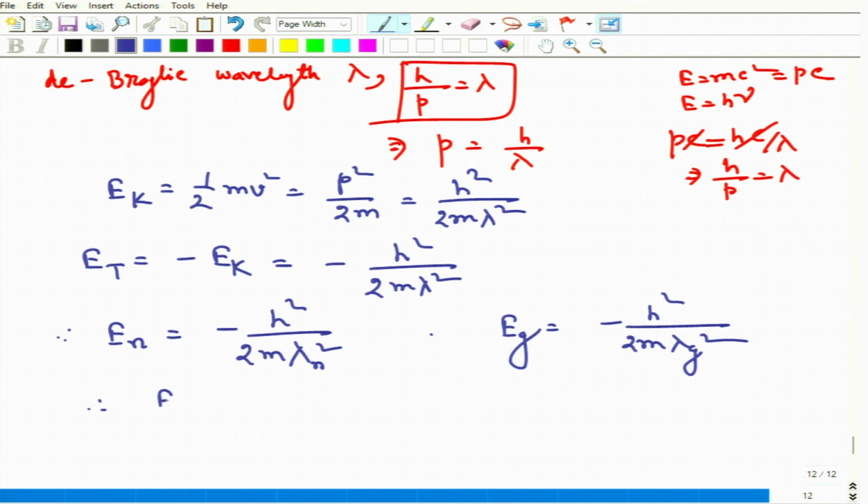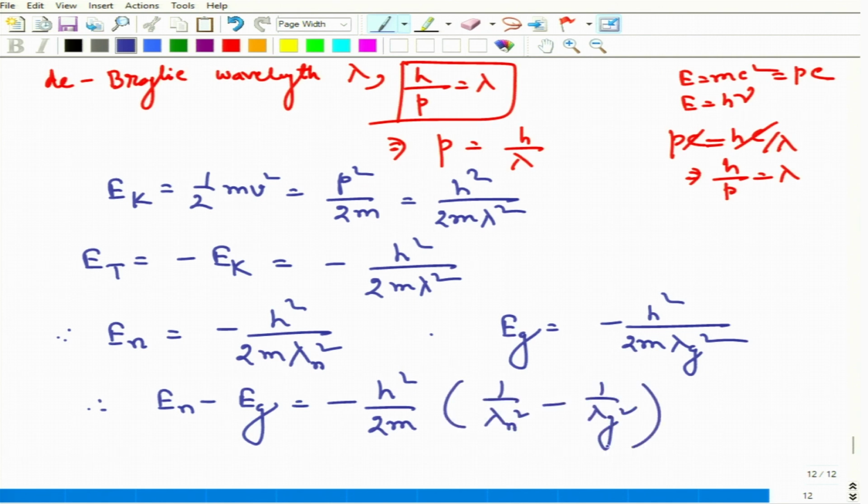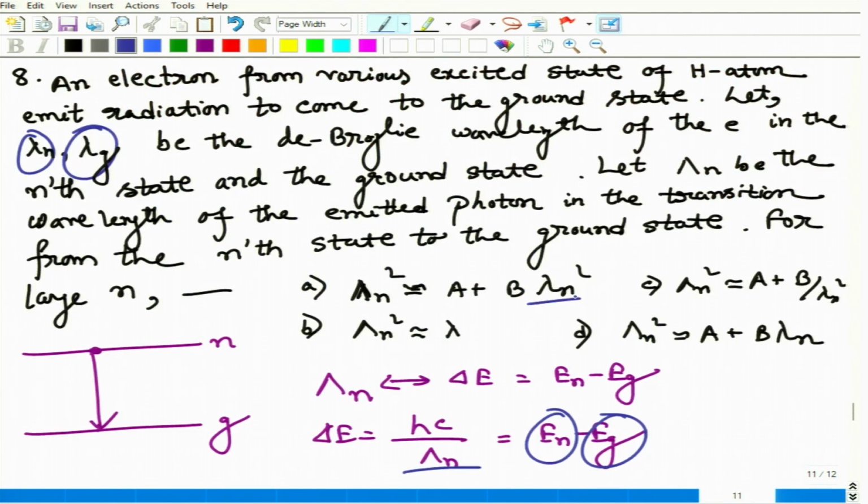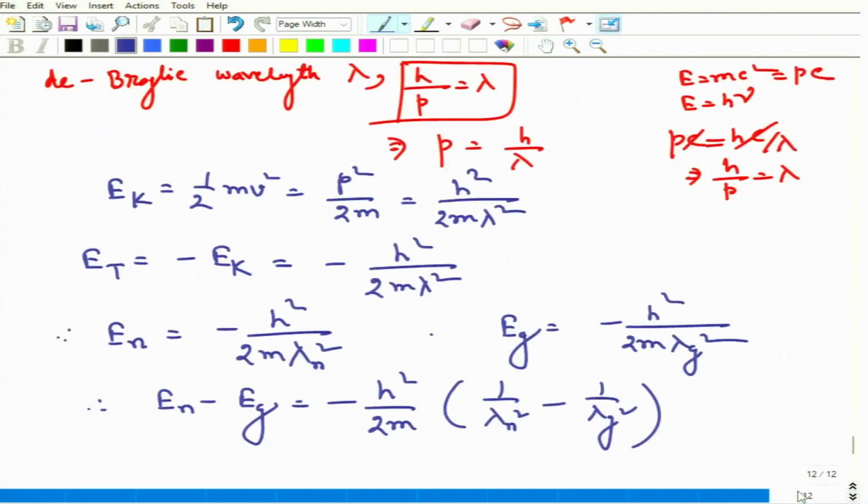So En minus Eg, if you take it common, should be these things: lambda n square minus lambda g square. But if you look at the question, we need it in terms of lambda n. So what we can do is write lambda n square, then 1 minus lambda n square divided by lambda g square, if you take it common.